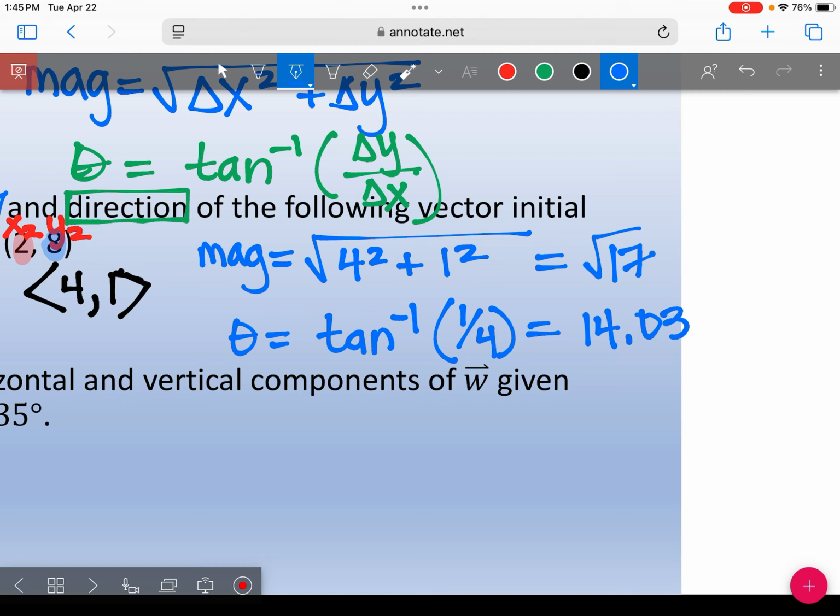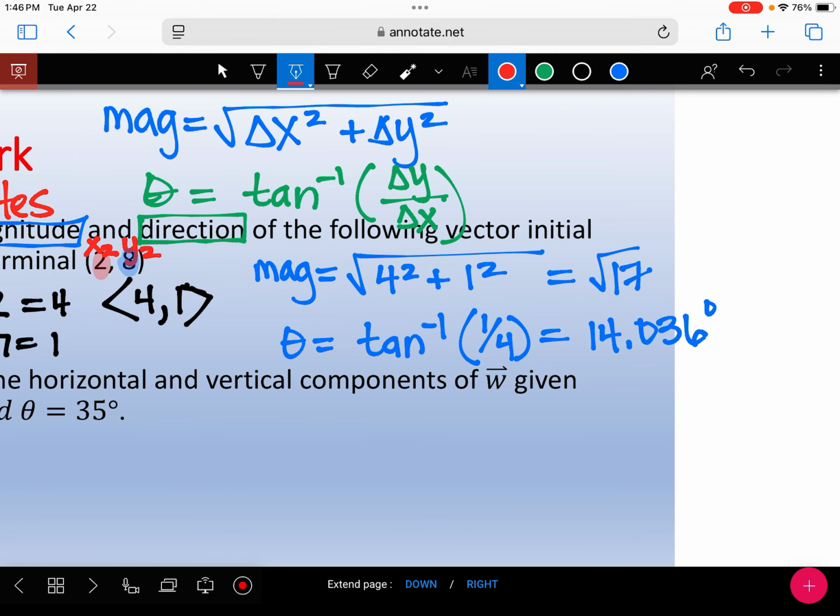14.036. All right, who agrees with that? And that's it. Now keep in mind though that this is in Q1 because that is where we have a positive x and a positive y, which means that this answer has to be between 0 and 90 degrees. And in this example, we actually got that, so we don't need to add 180 or 360.